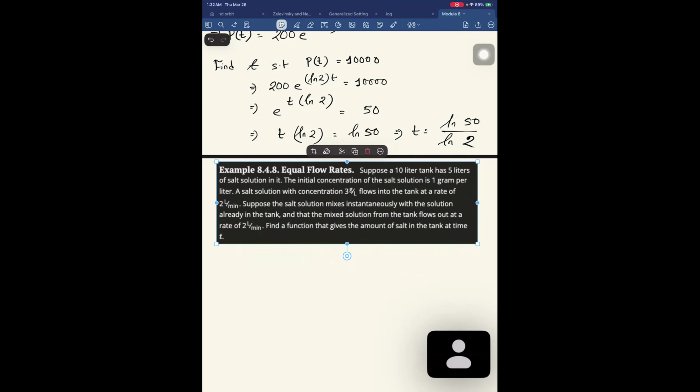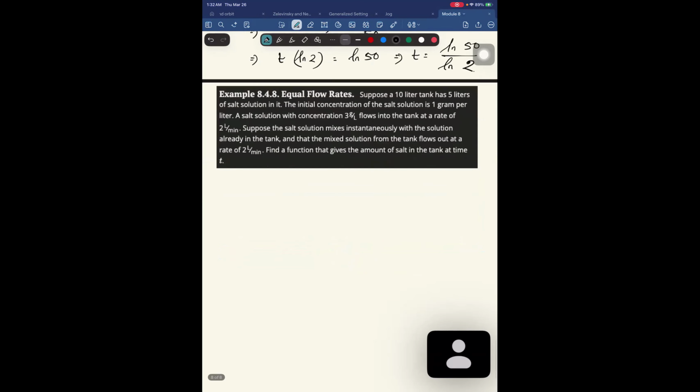So for tank problems, first of all, draw a diagram. So there is a tank, right? This is a 10-liter water tank, has 5 liter salt solution in it. Initial concentration of the salt solution is 1 gram per liter, right? So 1 liter of the mixture contains 1 gram salt.